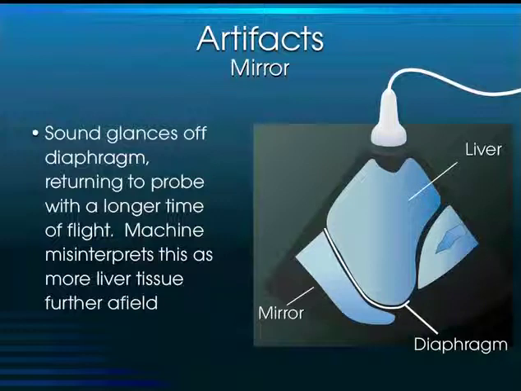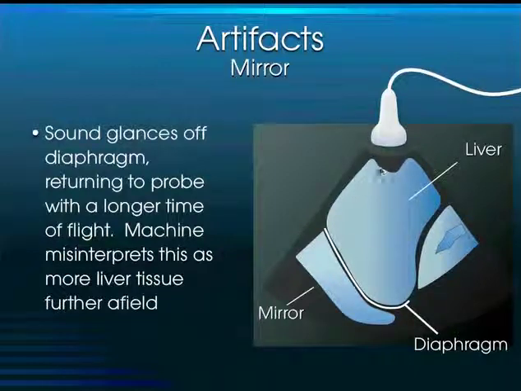And finally, there's the mirror image artifact. And the mirror image artifact is very helpful in diagnosing hemothorax, pleural effusion, or ruling out any fluid in the chest. So when you have the mirror image artifact, that means there's no fluid in the chest. Here's how it works. When the sound goes through the liver in Morrison's pouch, so this is the kidney, this is the liver, this is Morrison's pouch here.